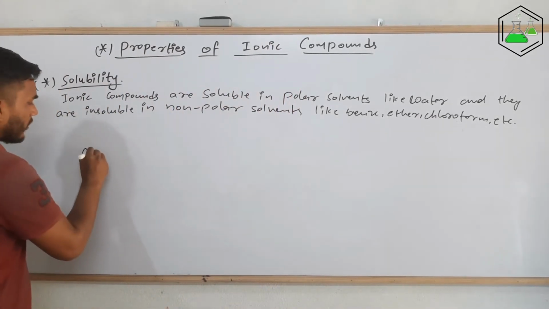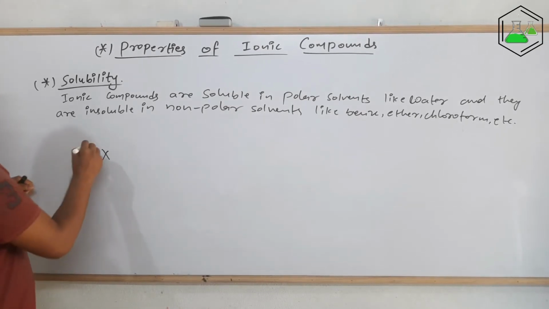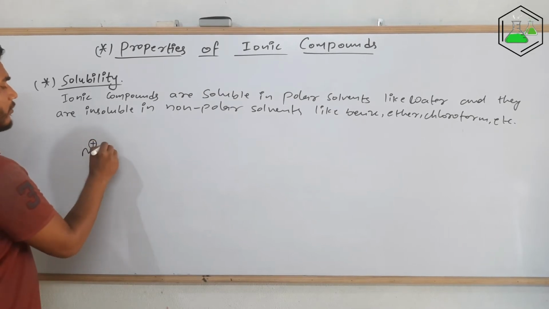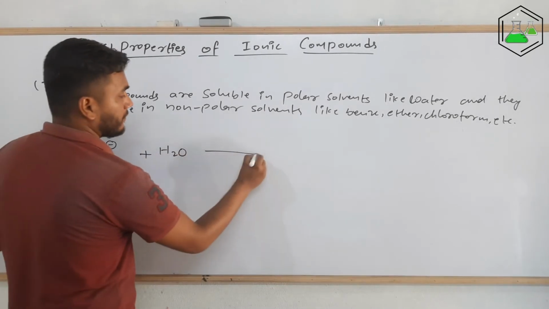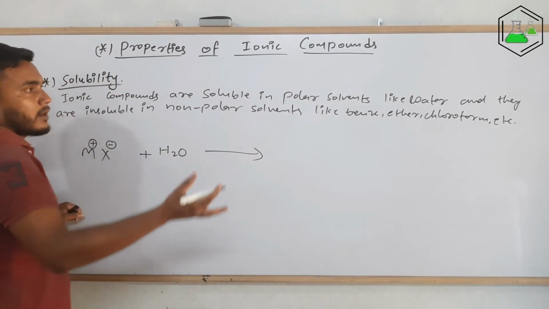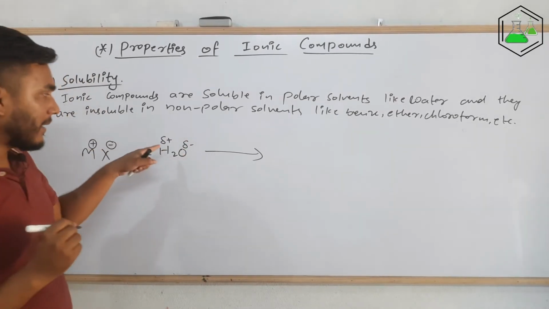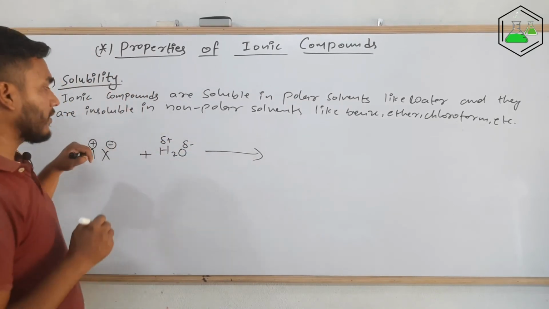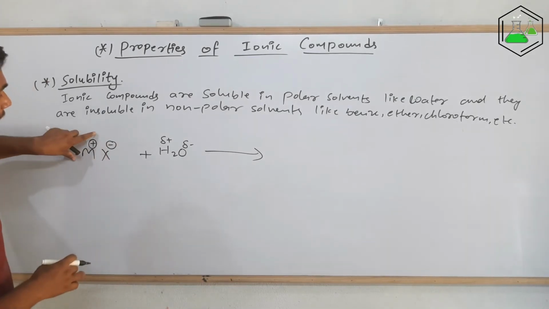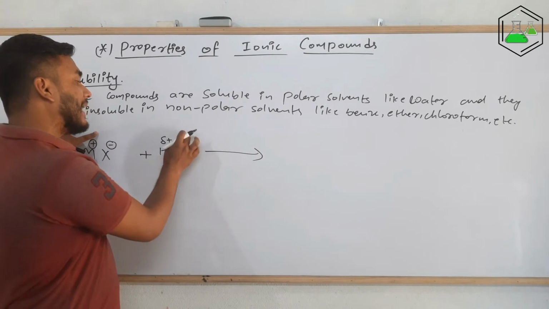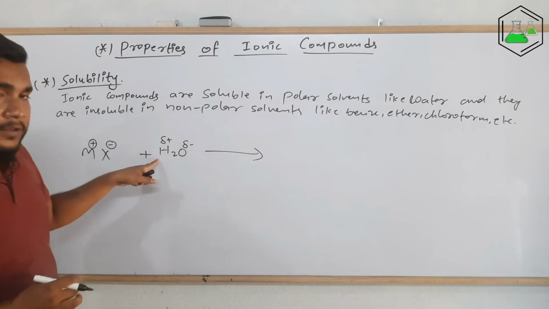Suppose we have an ionic compound, that is MX. M means metal, X means halogen. So metal has a positive charge and halogen has a negative charge. And if you put it in water, H2O, then what will happen? We know that water is a polar compound. That means O will have a delta minus and H will have a delta plus charge, that is partial negative, partial positive charge. And there will be an interaction. What will happen? The positive ion of this ionic compound will be surrounded by the negative terminal, and the negative ion will be surrounded by the positive terminal of this solvent.